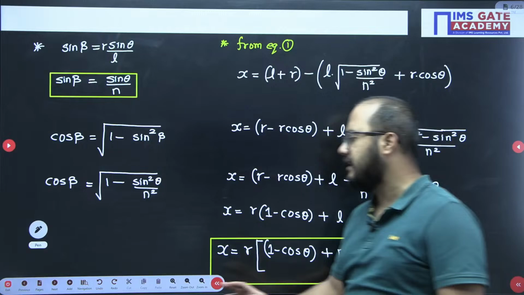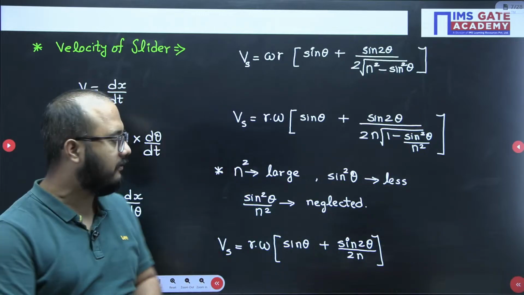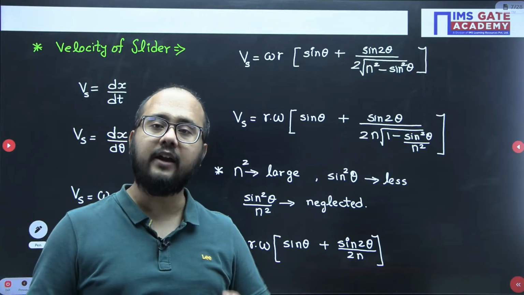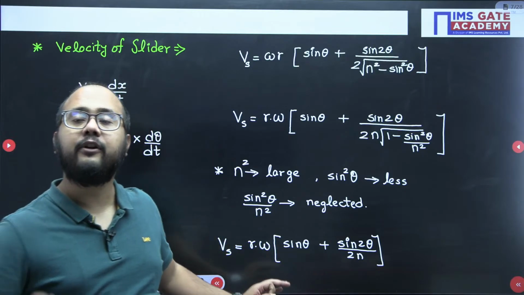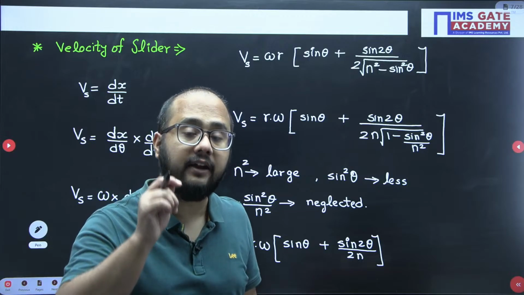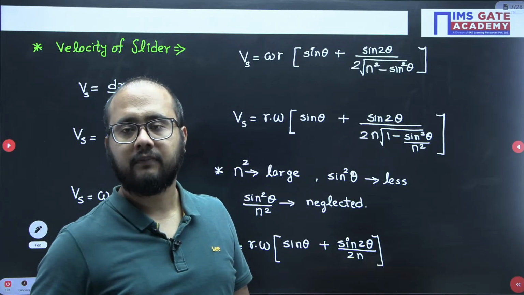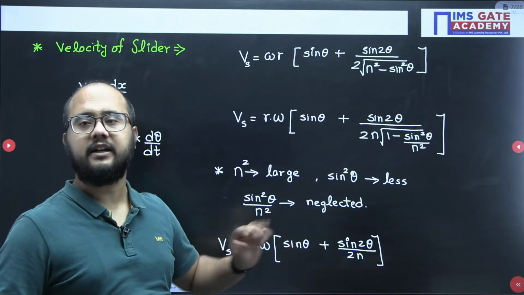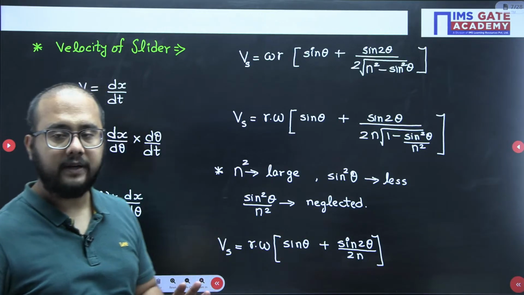Once theta is calculated, then easily I can calculate the velocity also. So the main point here is, if we have the theta value, we can use it. If we don't have the theta value, we need to try everything to calculate theta value, right? Without theta value, we cannot calculate the velocity of slider. I hope it is clear now, right?